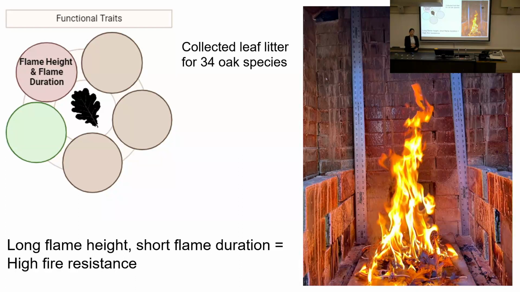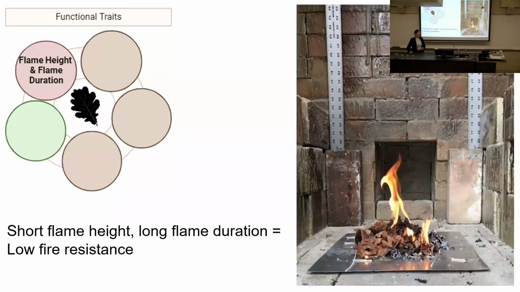The idea being that the higher that flame is, the more energy expended in climbing that flame height, and the shorter the duration of the burn. In the inverse, we have a species from another one of my burn trials of Quercus with a very short flame height, and the idea being a shorter flame height and a longer burn duration. It's going to be lower fire resistance because it's going to burn for longer, potentially spread, and also burn hotter, potentially.